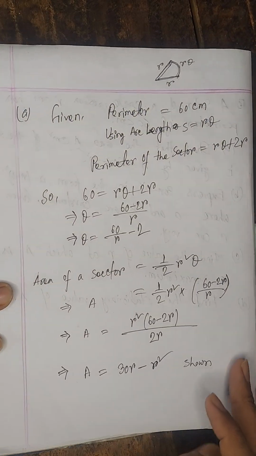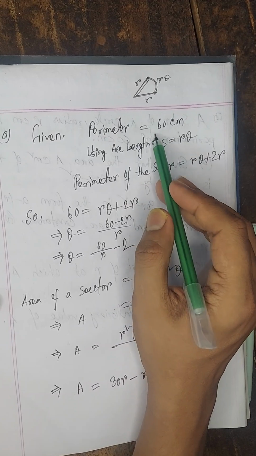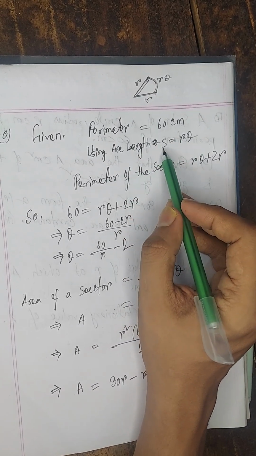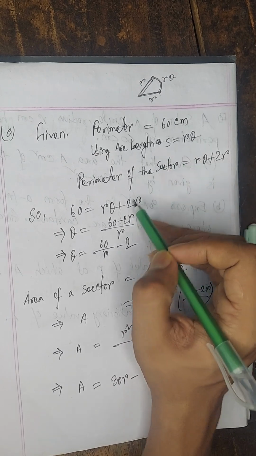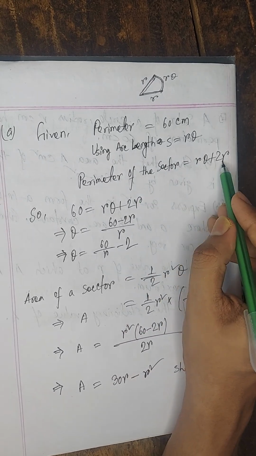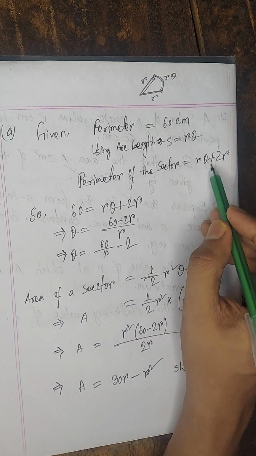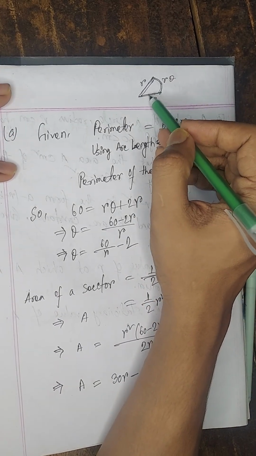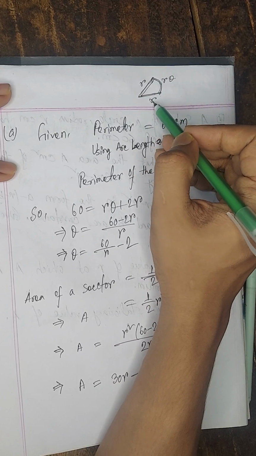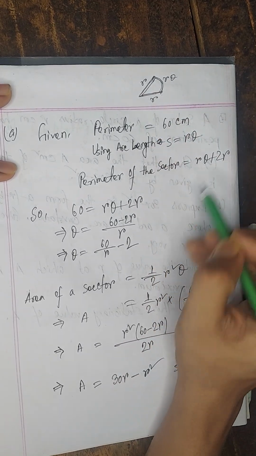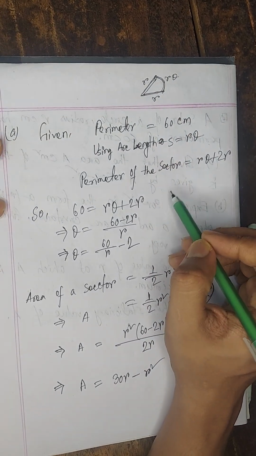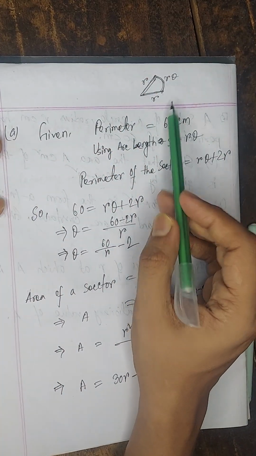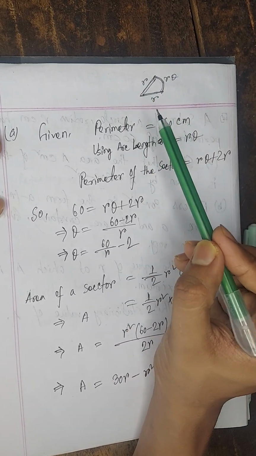Now, for part A, we are given the perimeter is 60 centimeters. Using the arc length formula, which is equal to rθ, the perimeter of the sector is rθ plus twice r. How does it become the perimeter? If we consider the sector, the perimeter will be r plus r plus rθ, which is 2r plus rθ. Okay, for this sector we find the perimeter, not for the whole circle, only for a sector from the circle.